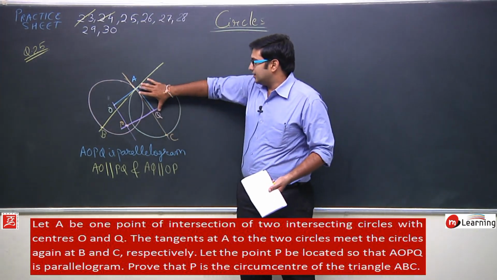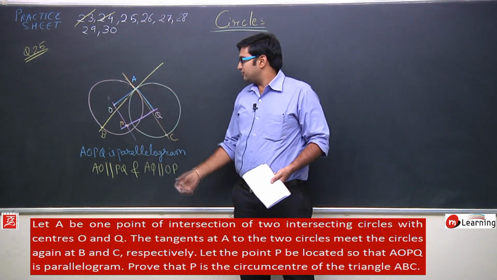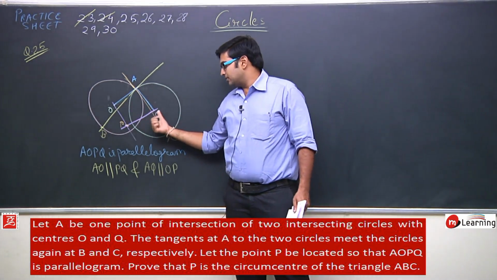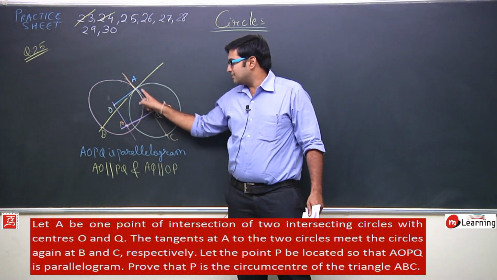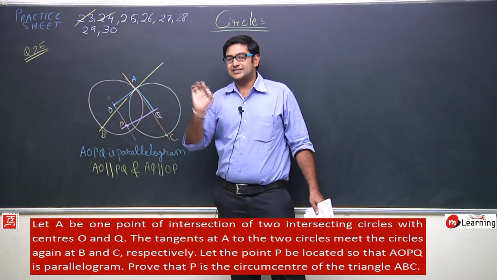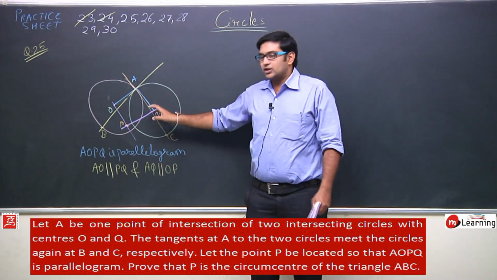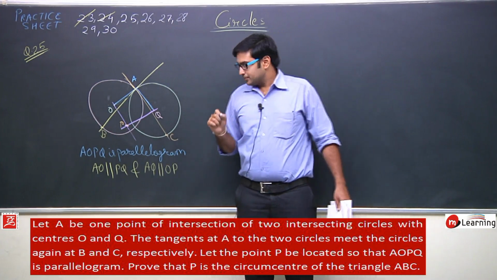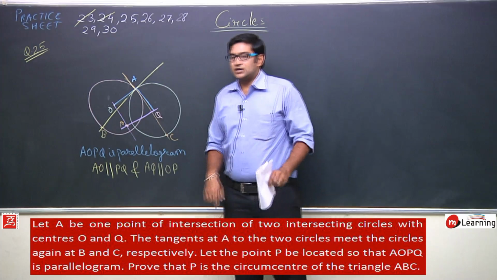We have drawn a line parallel to AQ which is passing from O, and we have drawn a line which is parallel to AO and passing from this point Q. So this is the location of point P. It might not look like a parallelogram exactly because I have drawn it on a board. So you can draw this in your notebook with proper compass and ruler. So this is the location of point P. This is what we have understood.